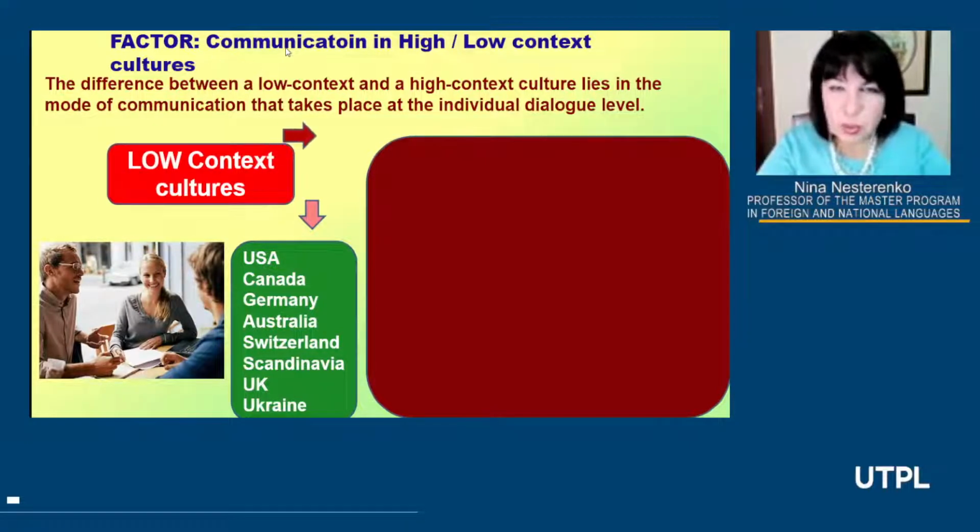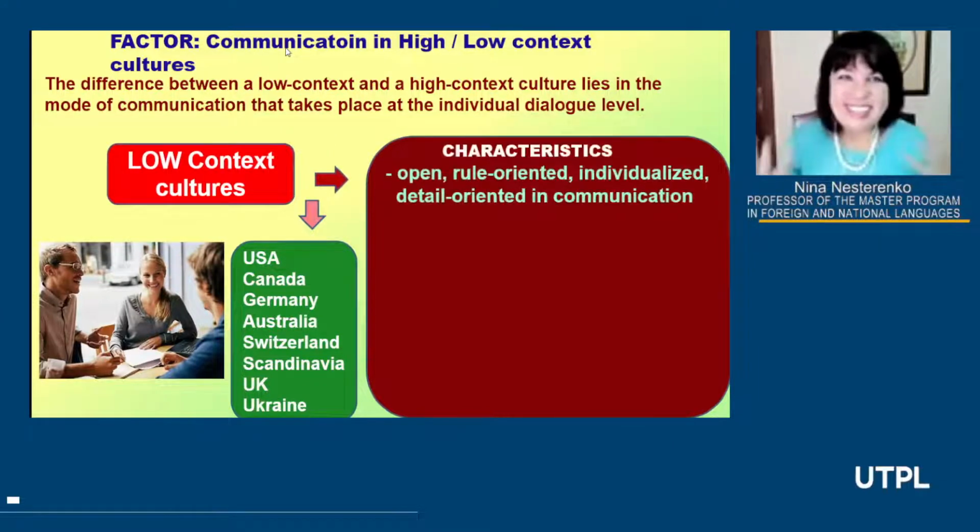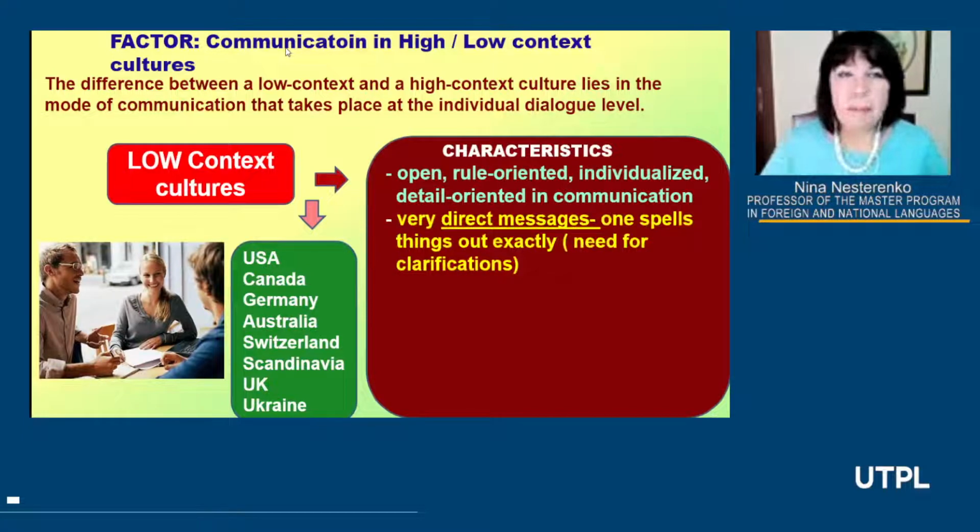What does it mean, how is it reflected in communication with people from these cultures? Messages are very direct. One spells out exactly what he or she wants to say, and may ask several times for clarification. A very direct message.